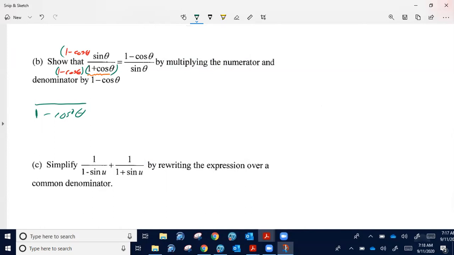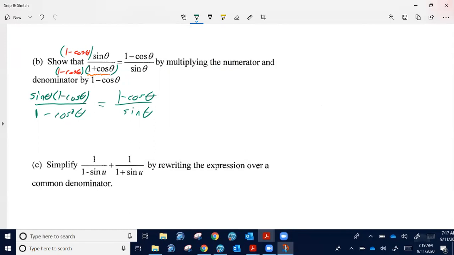Up top, I could distribute the sine in, but I don't really want to do that. Another useful hint is to keep the end of the problem in mind. We know what we want to get to. I know I want a 1 minus cosine on top. I have a 1 minus cosine here in red as the conjugate. I don't really want to distribute that and mess it up. So I'm just going to write sine of theta times 1 minus cosine theta and leave that for now. I would typically distribute, I just didn't because I know I want a 1 minus cosine in my final piece.